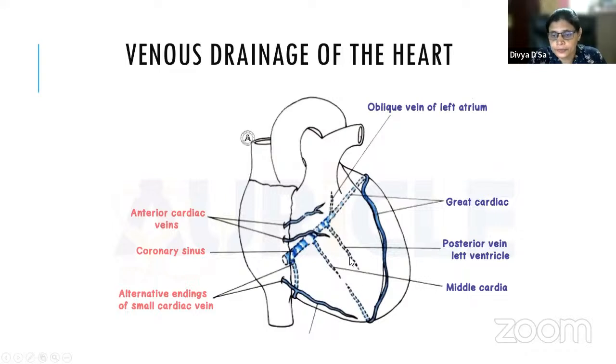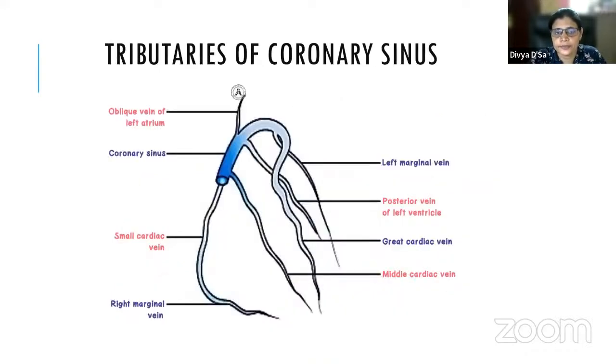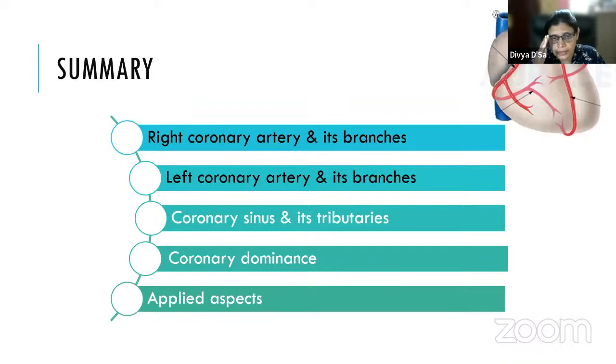Then we have the middle cardiac vein in the posterior interventricular groove, then the small cardiac vein, then the oblique vein of the left atrium, and the posterior vein of the left ventricle. So great cardiac vein, middle cardiac vein, small cardiac vein, oblique vein of left atrium, and posterior vein of left ventricle are the tributaries of the coronary sinus. You can show a diagram showing the tributaries. These are the things which you should write.